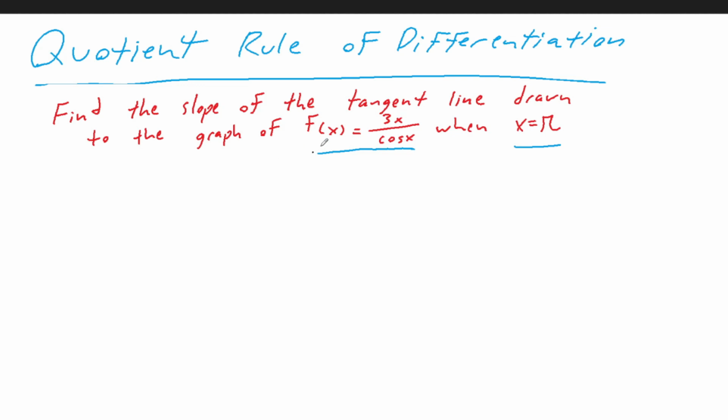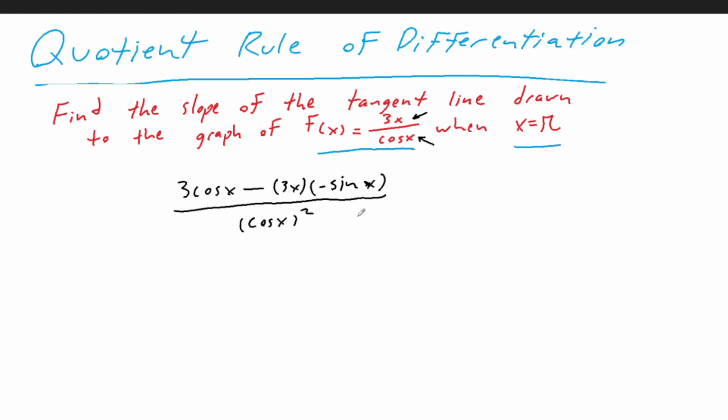So we can use the quotient rule, right, because we're dividing two different functions. The derivative of the top is 3, and the bottom as it is is just cosine x, and then we're subtracting 3x times the derivative of the bottom. The derivative of cosine is negative sine of x. So negative sine of x times 3x. And then we're dividing the whole thing by the bottom squared, so cosine x squared.